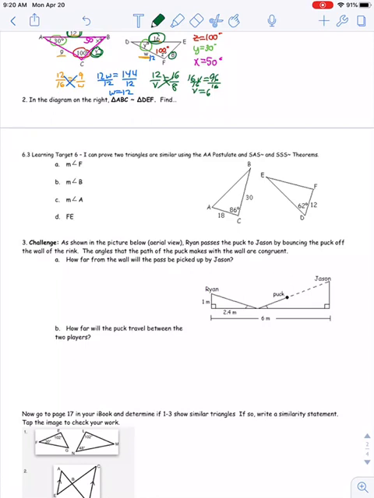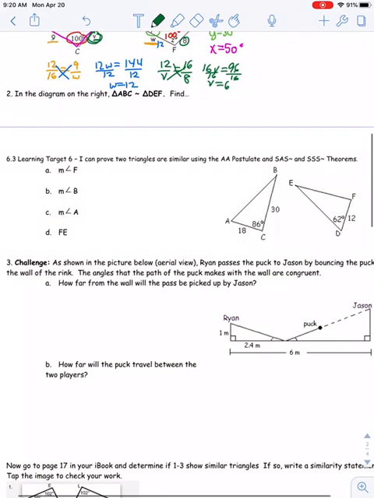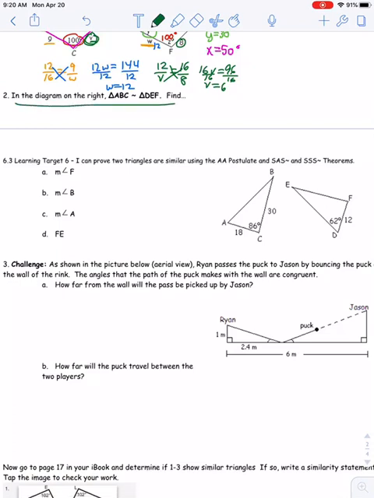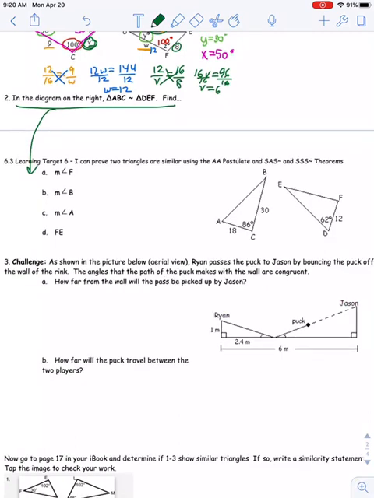Just cruising right along. I can prove two triangles are similar using the AA postulate. So these two triangles are similar. We got to find the measure of angle F. Well, realize F is the last letter in the similarity statement, C is the last letter, so that's going to be 86 degrees.